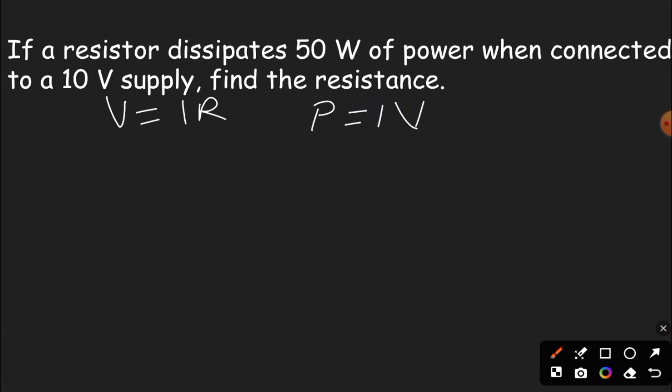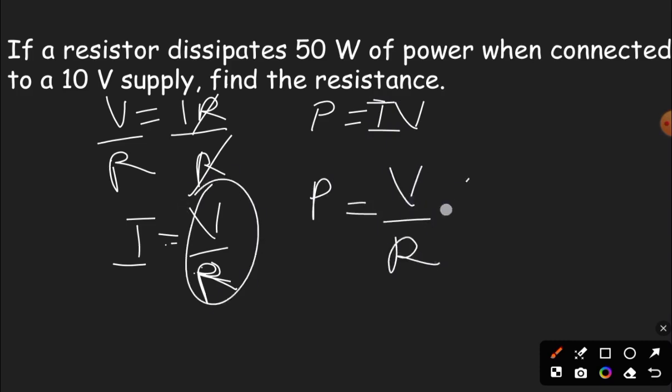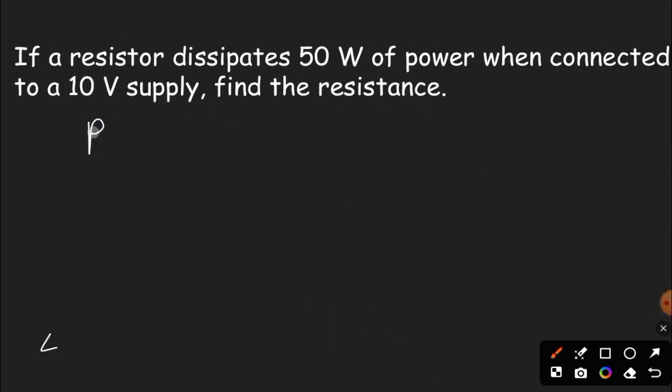Now what if we make current the subject? So over R, over R. So R cancels R. So we have I equals V over R. So this simply means anywhere we see I, we can put V over R there. So P equals, now this is our I, which is our current, V over R times V. So P equals V squared over R.